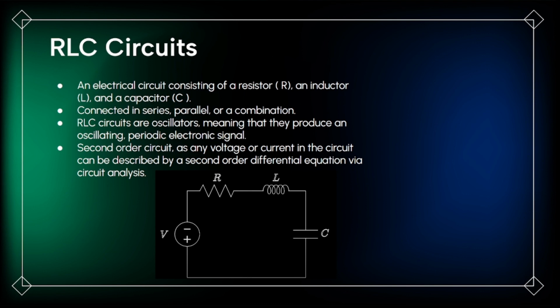Resonance is a phenomenon where the circuit exhibits a maximum response to a certain frequency of the applied voltage or current. Impedance, which is the overall opposition to the flow of alternating current, depends on the frequencies involved and the values of the R, L, and C components. Transient response refers to the behavior of the circuit when it's subjected to sudden changes in voltage or current, and it typically involves time-dependent behaviors.